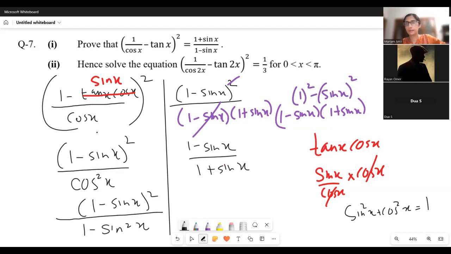Now, an identity is seldom asked on its own. It is usually followed by a part 2, which we see here as well. So if you're done with part 1, please let me know. In part 1, it's 1 plus sin x over 1 minus sin x.